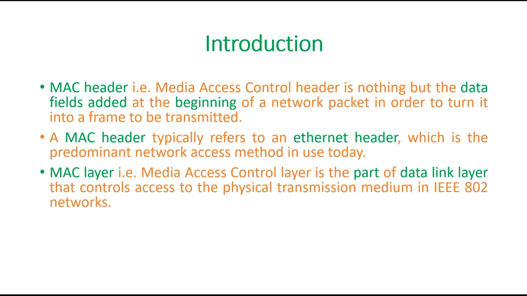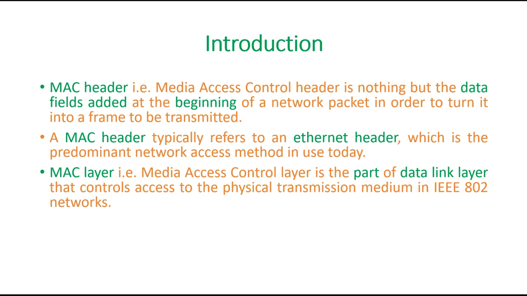This MAC layer is a part of the data link layer. If you look at the OSI 7 layer architecture, there are 7 layers: starting from the top, application, presentation, session, transport, network, data link layer, physical layer. So the data link layer is the second layer, and in it we find the MAC layer. The data link layer is broadly divided into two parts, LLC, the logical link control, and MAC, media access control.